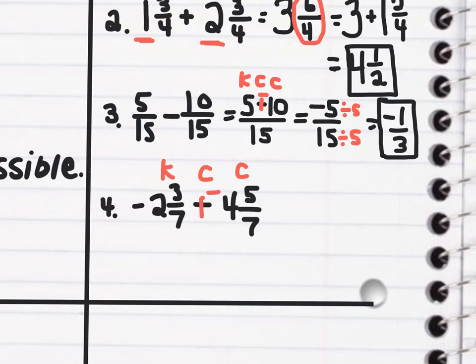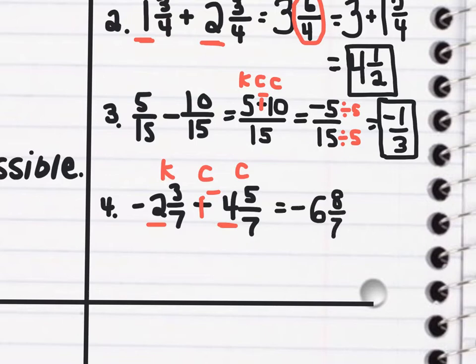Okay, so now we have same signs. So the rule for adding same signs is you add the two fractions and then you keep the sign. So we're going to do that. With the -2 and the -4, we're going to go ahead and add them. You get 6. And then the 3/7 and the 5/7, we're going to add those. You get 8/7. Okay, and here's our negative.